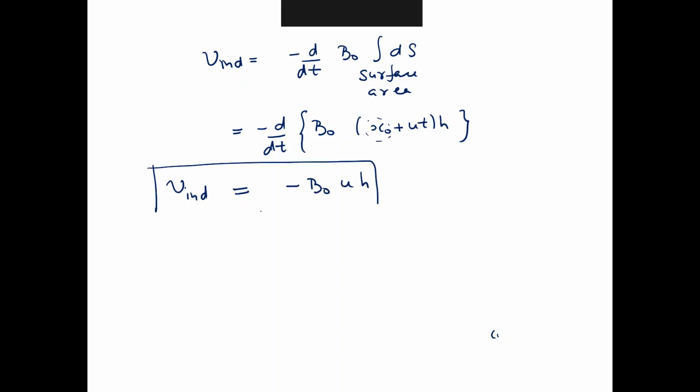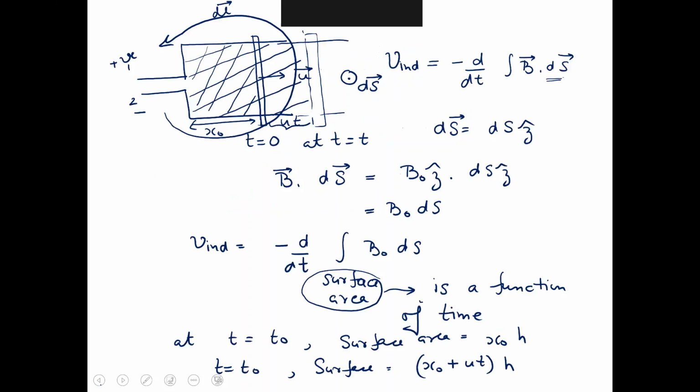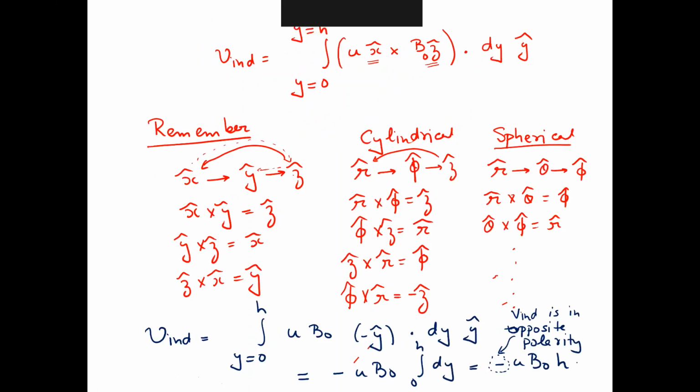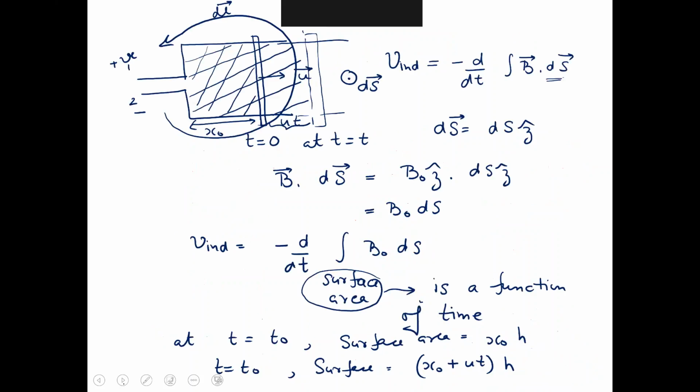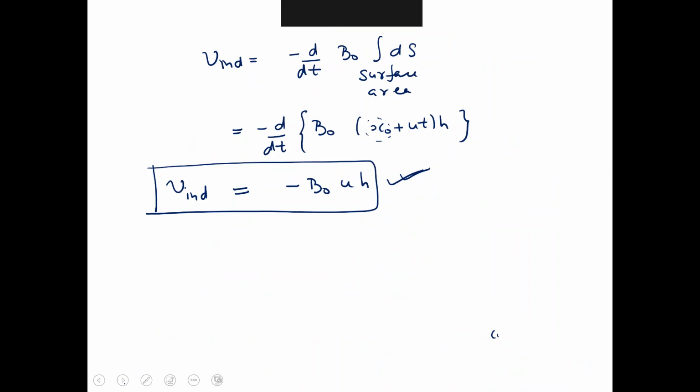So if you notice, that is exactly the same as u cross B. It should be the same, otherwise you have obviously made some errors. So the answer is always the same, with which you can calculate your motional EMF.